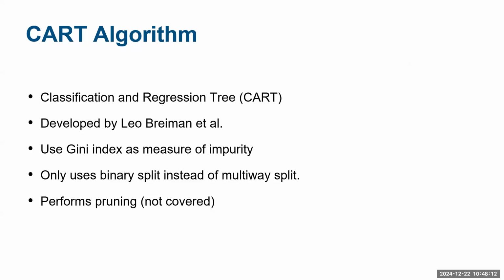So let's look at the last algorithm for today. It's called the CART algorithm. The full name is classification and regression tree. For this tree, they use the Gini index for impurity, right? In ID3 and then C4.5, you actually use entropy for impurity. For CART, they use the Gini index. It's a different measurement for the impurity.